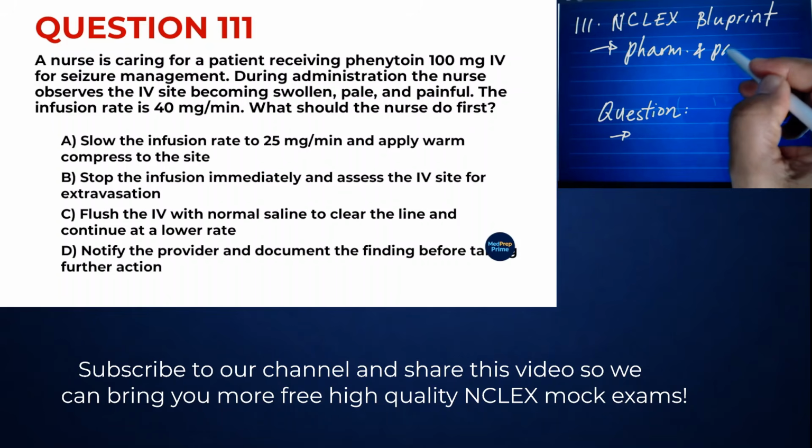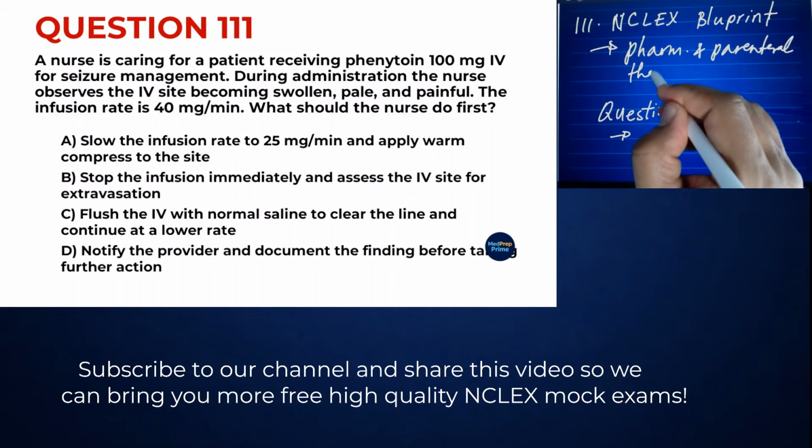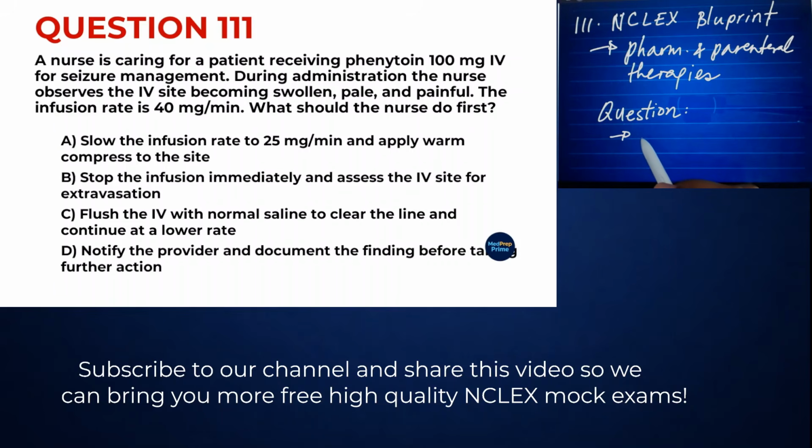Option A, slow the infusion rate to 25 mg per minute and apply warm compress to the site. Option B, stop the infusion immediately and assess the IV site for extravasation. Option C, flush the IV with normal saline to clear the line and continue at a lower rate. Option D, notify the provider and document the finding before taking further action.